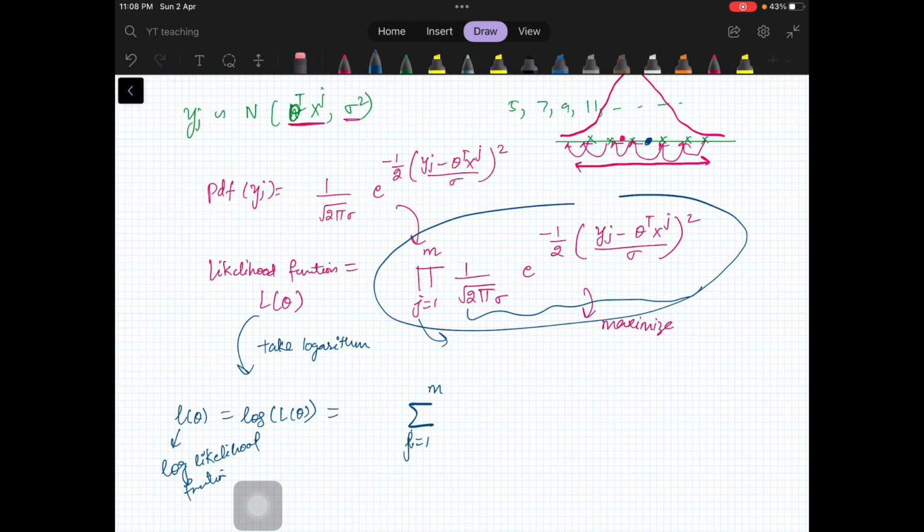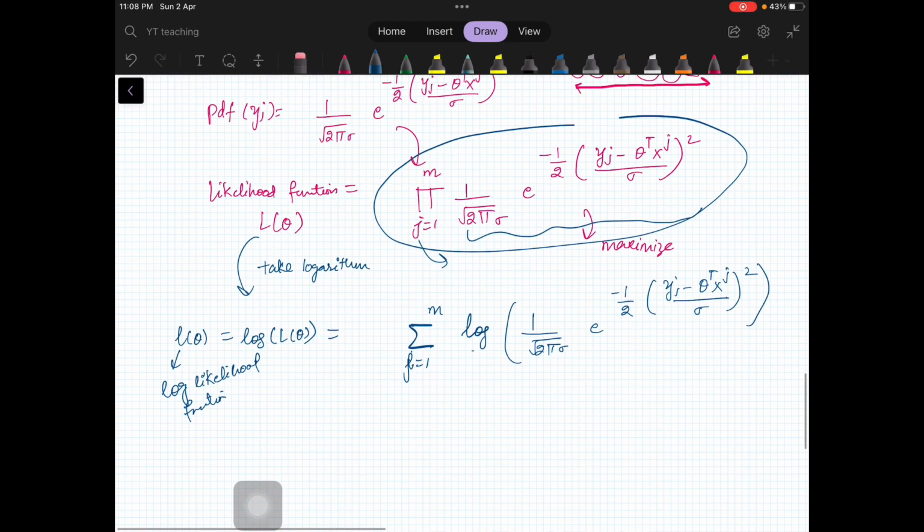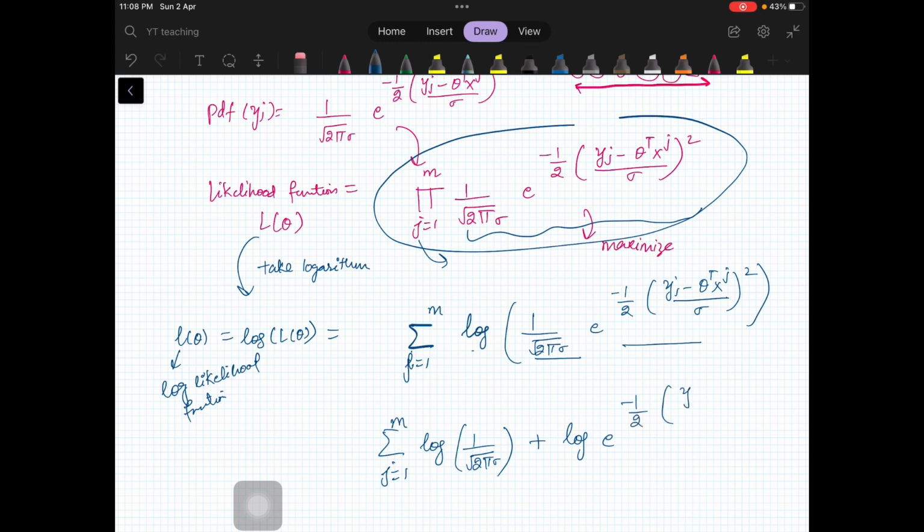Inside I have to take log. So it will be log of 1 by square root of 2 pi sigma, e raised to the power minus 1 by 2, yj minus theta transpose xj over sigma square. Now we know log of a times b is log a plus log b. So this will be sum j from 1 to m of log of 1 by square root of 2 pi sigma plus log of e raised to the power minus 1 by 2, yj minus theta transpose xj over sigma, whole square.